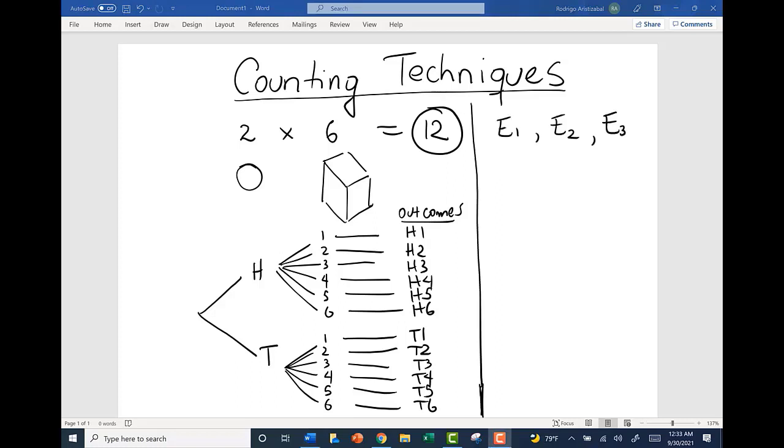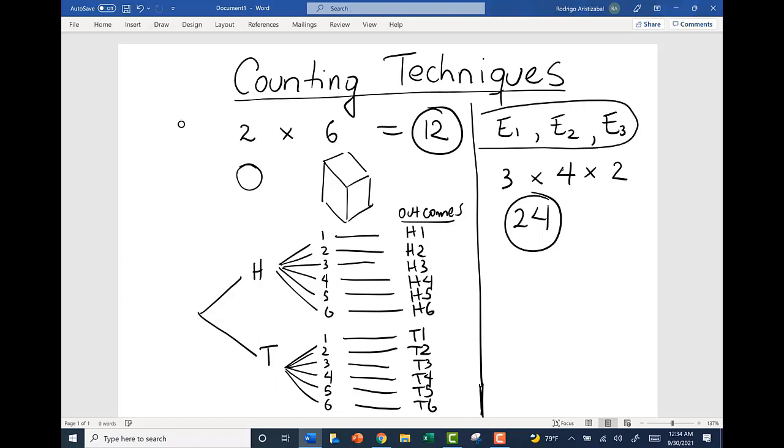If we have 3 events that occur in this sequence and the first event can occur in 3 different ways, the second can occur in 4 different ways, and the last one can occur in 2 different ways, then the number of ways that these 3 events can occur is given by 3 times 4 times 2 equal 24 different ways.